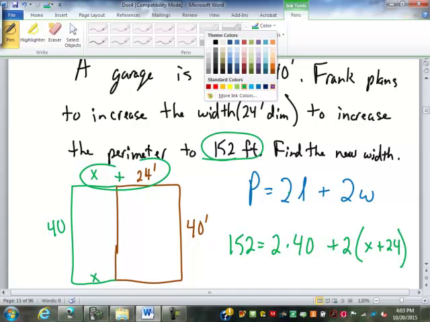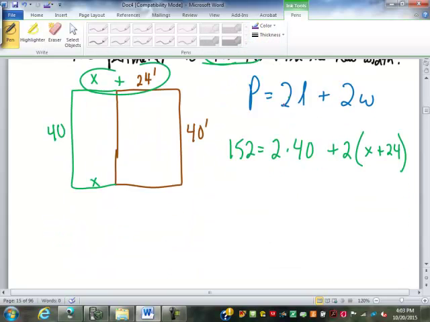Now we're going to solve for X. So the 152 isn't going to change. Over here we can simplify. We're going to have to do the parentheses first. Nothing to do in the parentheses. We're going to do 2 times the parentheses. 2 times X is positive 2X. 2 times 24 is positive 48. Now I had to put the plus here because this is going to go up front. 2 times 40 is 80.